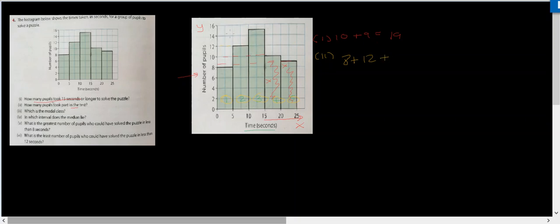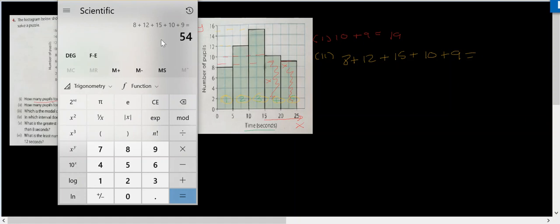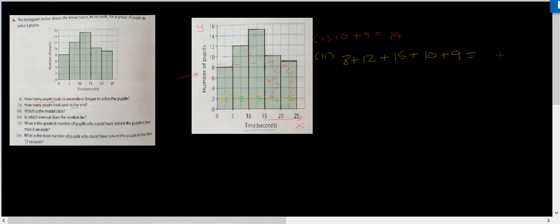Take bar 3, go to the top and read across, it represents 15 students. Bar 4, read across, we know it represents 10. And the final bar, bar 5, represents 9 students. If we add those up, I've already added them, you get 54 students. That's the number of students that have taken part in this test. All you're doing is taking the total for each group and adding them up. You get 54 students. So that's that question.